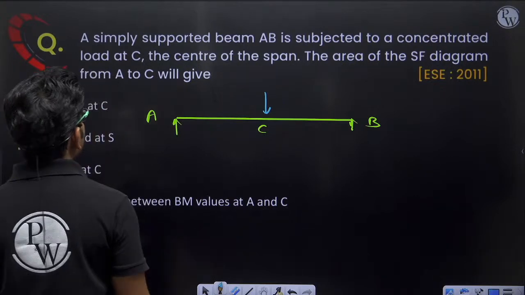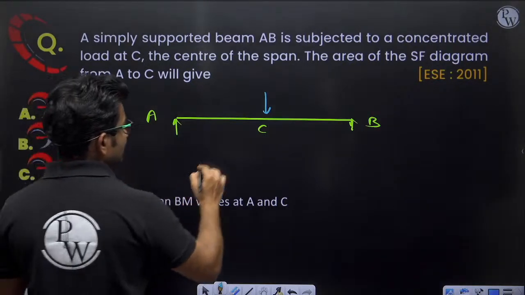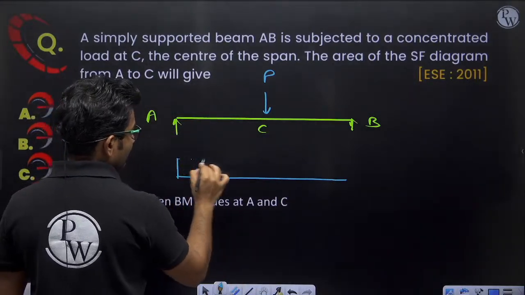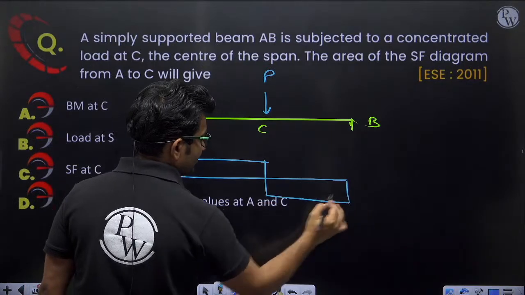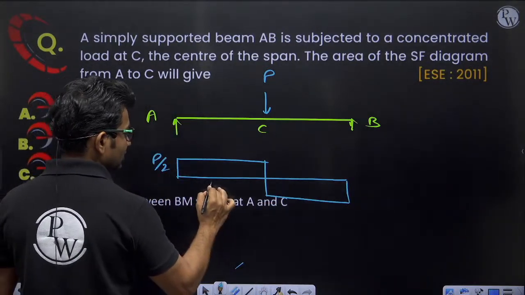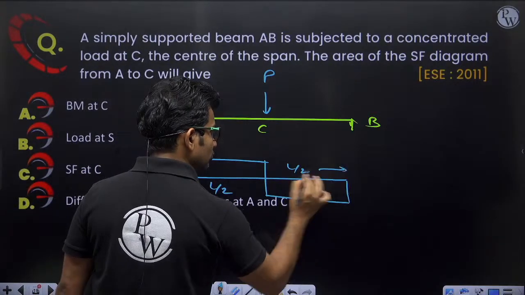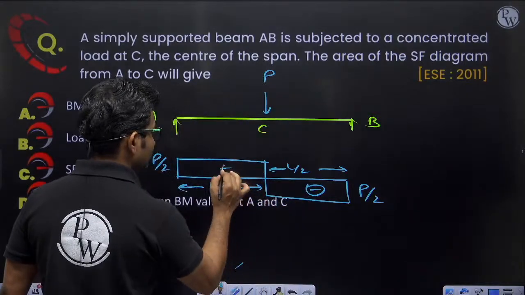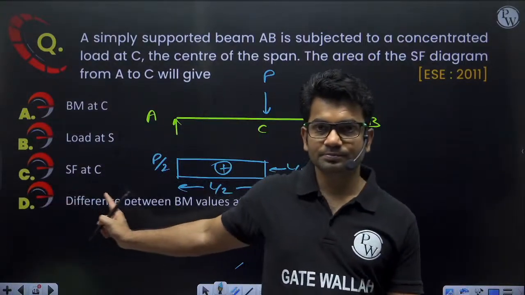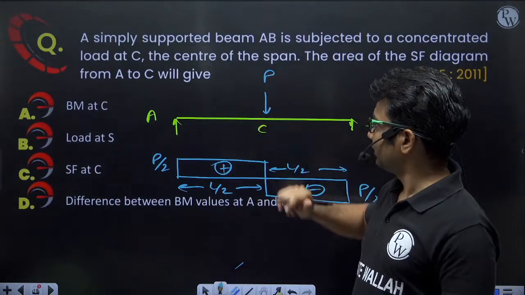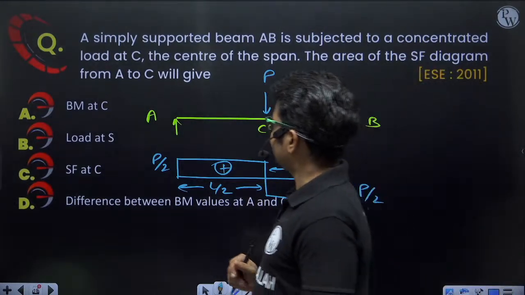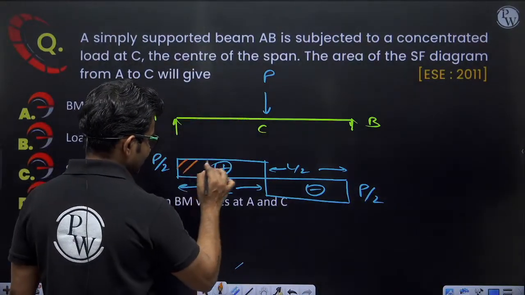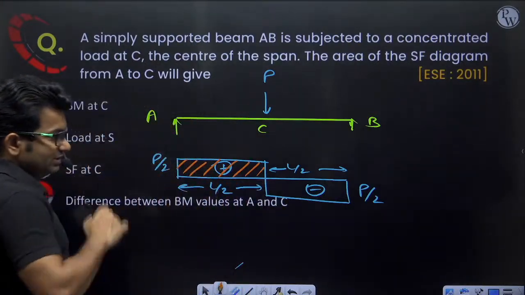The area of the shear force diagram from A to C. Let us say this load is P. The shear force diagram will be this. This is P by 2, this is L by 2, this is L by 2, and this is P by 2. This will be negative. So this is the shear force diagram, and this is the loading diagram. The area of the shear force diagram from A to C means this much area. What is this area?